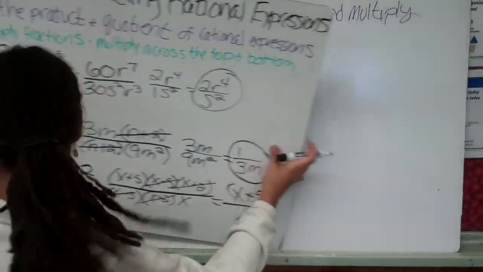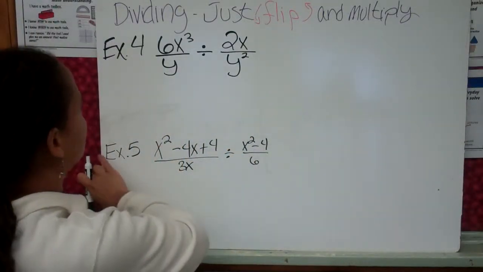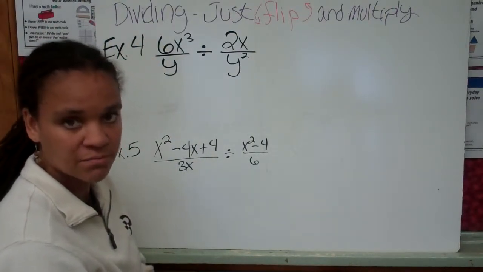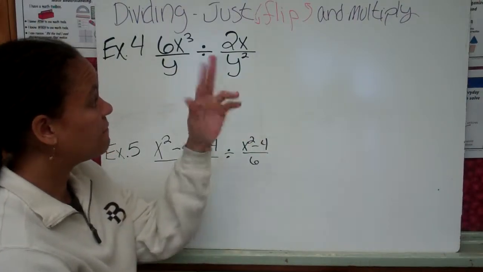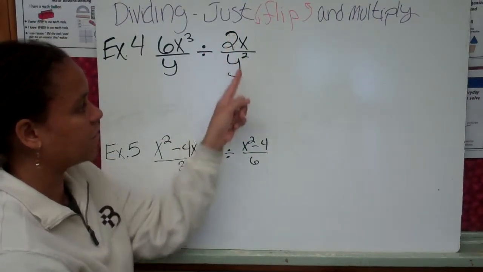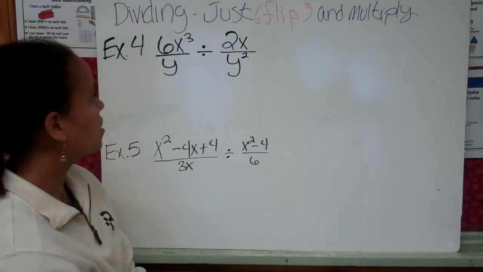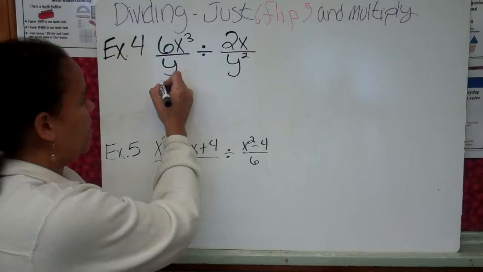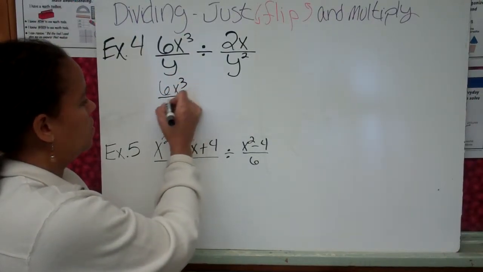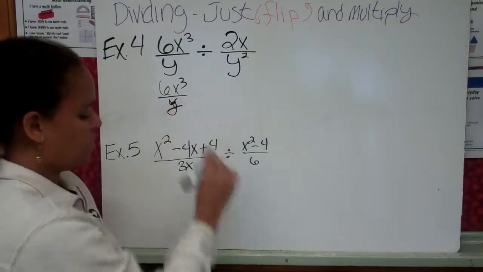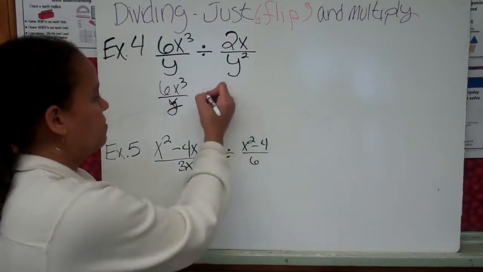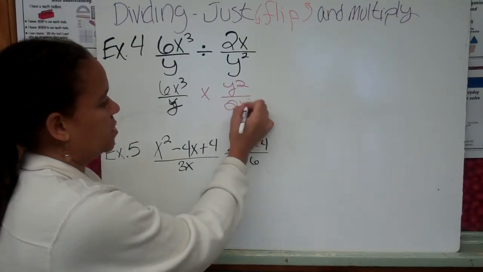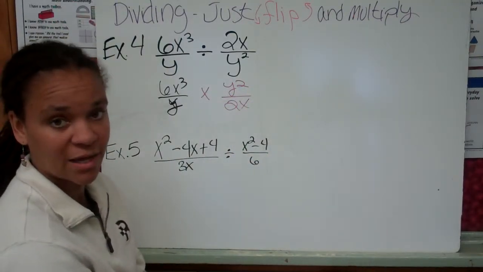All right, I think we have 2 more examples. Oh, dividing. Now we're going to divide. If you can multiply, you can divide because you simply flip the second fraction and then multiply. So we're literally going to keep 6x cubed over y. We're going to change this to times, and we're going to flip this: y squared over 2x. And now we just multiply like we did before.